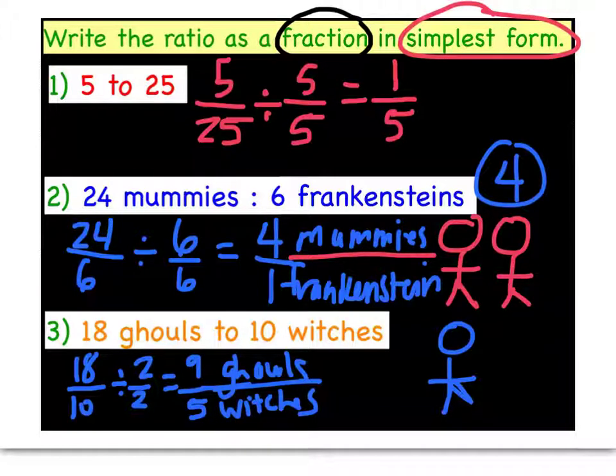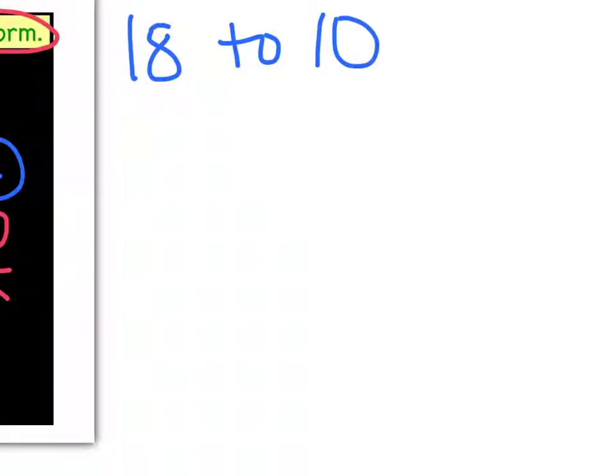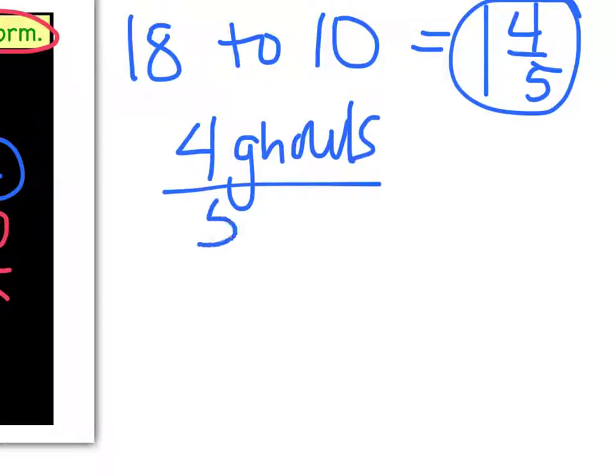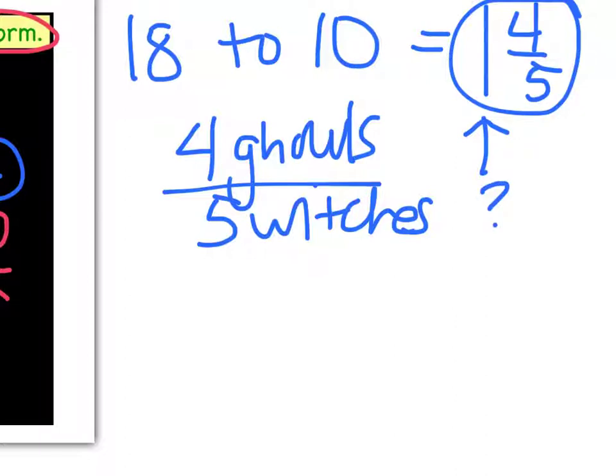Now let's have a real quick conversation about 18 over 10. Let's go off to the side. So if we have 18 to 10, some people on this test or maybe even on the homework are going to write down that the final answer is 1 4/5. We know that can't be the answer because that's not really a comparison. You might say, okay, we have 4 ghouls to maybe 5 witches, but where does the 1 go? That's kind of the question there.